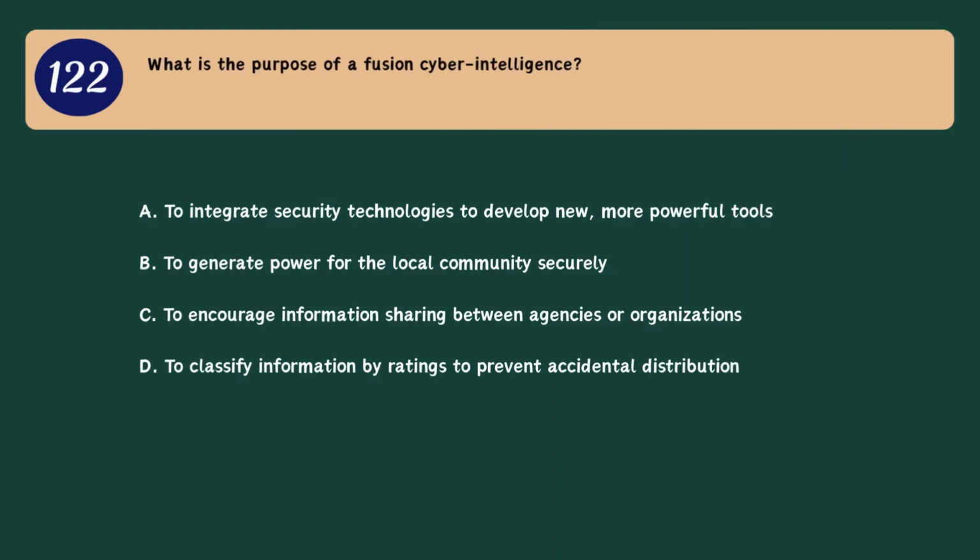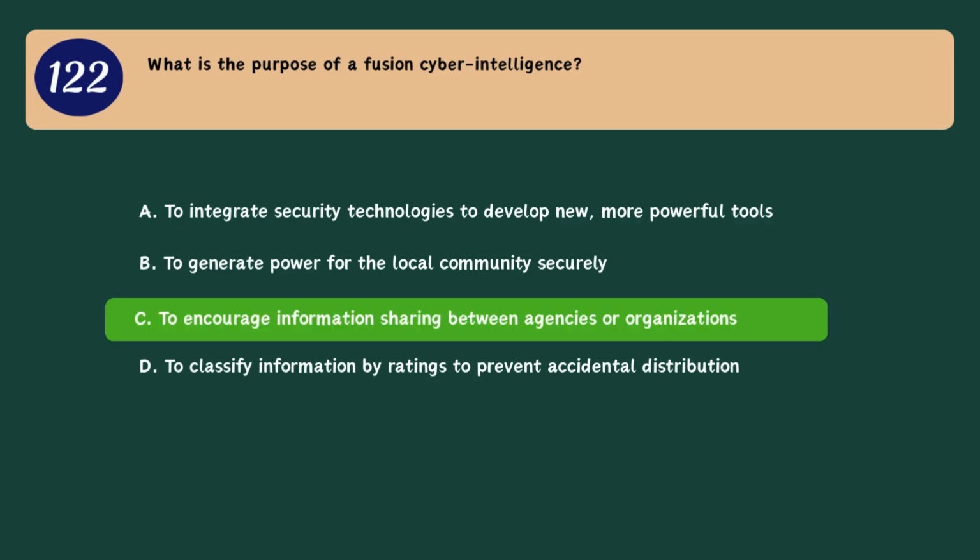Question 122. What is the purpose of a fusion cyber intelligence? A. To integrate security technologies to develop new, more powerful tools. B. To generate power for the local community securely. C. To encourage information sharing between agencies or organizations. D. To classify information by ratings to prevent accidental distribution.